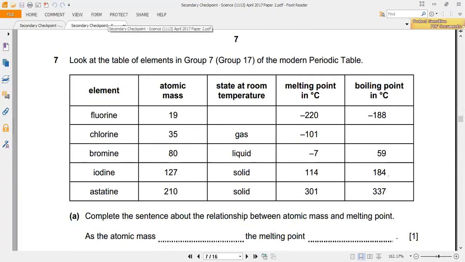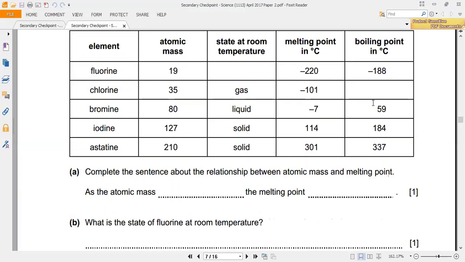Question number 7. Look at the table of the elements in group 7, group 17, of the modern periodic table. Element, atomic mass, state at room temperature, melting point in Celsius, boiling point in Celsius. Complete the sentence about the relationship between atomic mass and melting point. As the atomic mass what, the melting point what? You have to mention here. Atomic mass increases and the melting point also increases.